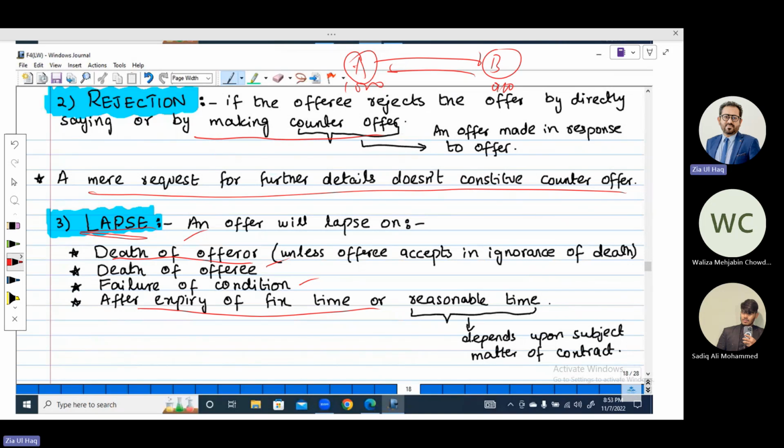An offer can also lapse with the death of the offeree. An offer can lapse with the failure of a condition. If any party does not meet the condition, the offer will lapse. An offer will also lapse after a fixed time period that is stated, or a reasonable time period.